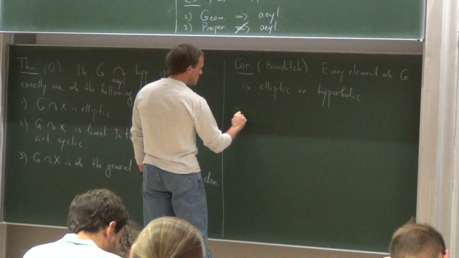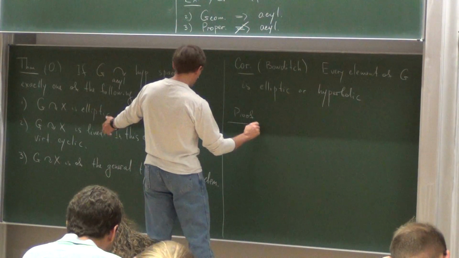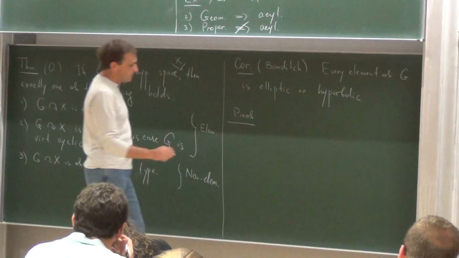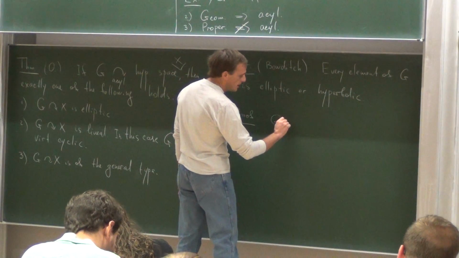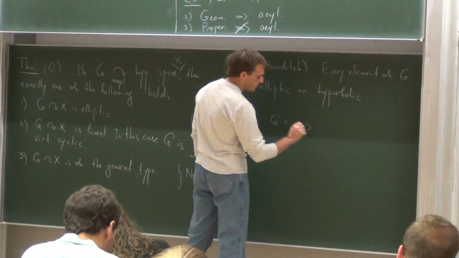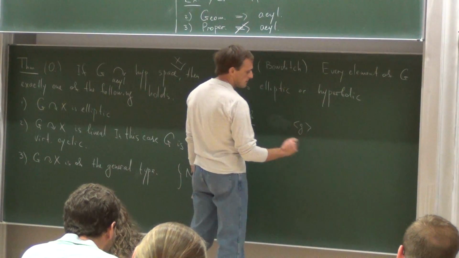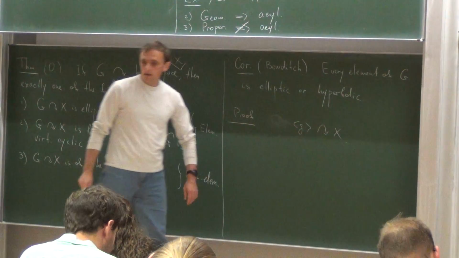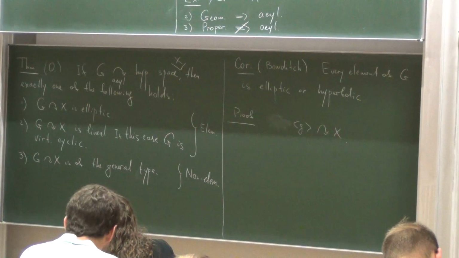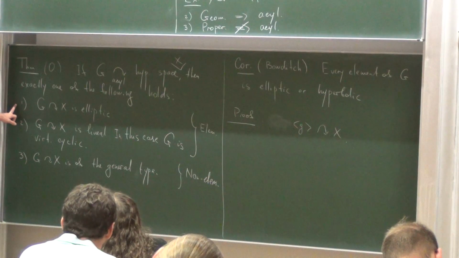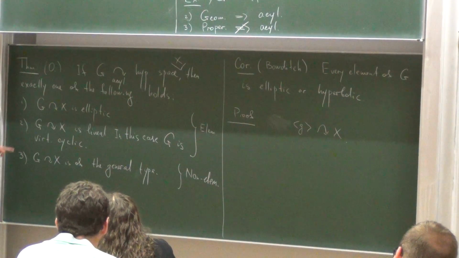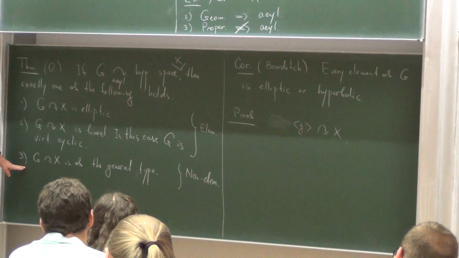Well, the proof is very easy. I mean, the explanation of how it follows from this theorem. Very easy. Apply the theorem to the case of the cyclic subgroup acting on this space X. And then this cyclic subgroup is either elliptic, in which case the element is elliptic. It cannot have general type action.